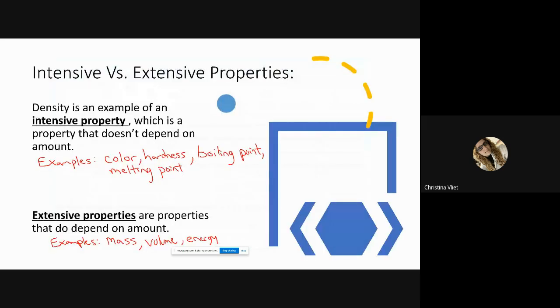All right, so you needed to know the difference between intensive and extensive properties, and I'm teaching this here because density itself is an intensive property. I'm going to bring this up for the lab, why this matters, because it does matter in the lab. You've got about 20 more seconds, then I am going to move forward.